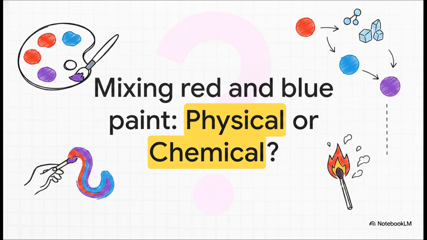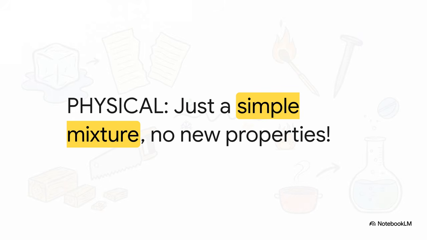You're in an art class, and you take a dollop of bright red paint and mix it thoroughly with a dollop of bright blue paint. The resulting puddle is vividly purple. Now, we said earlier that color change is an indicator. So is this physical or chemical? This one is often super confusing, but it is actually a physical change.